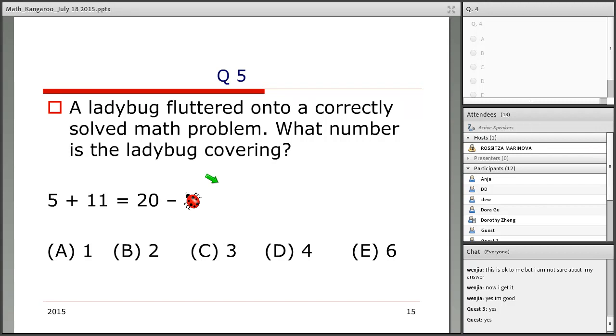Now, this is called an equation. You see over here, 5 plus 11 equals 20 minus, there's a number where our ladybug is sitting. So you need to figure out what is that number. Your options you have. This is going to be kind of a little bit easy for you, I'm hoping. This is an equation. We will be talking about equation soon. So for now, I just want you to work on this question. And I will have your code ready for you. Awesome. This is very easy. That's great.